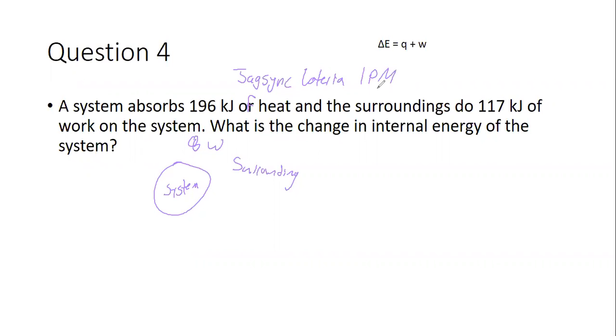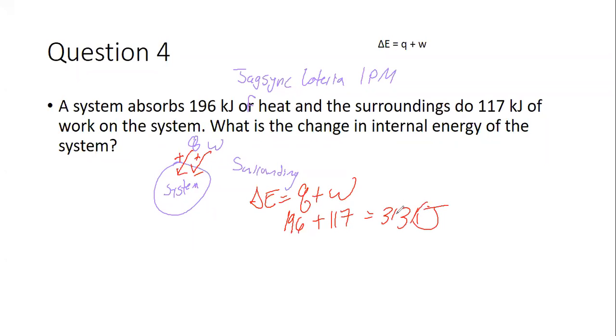All right, so first thing I want to do is draw my arrows. Q, heat, is going from the surroundings into the system. The surroundings are doing work on the system. So both things are flowing into the system. If they're flowing in, they're positive. So both of these values are positive. My change in energy is Q plus W, which is 196 plus 117 equals 313 kilojoules.